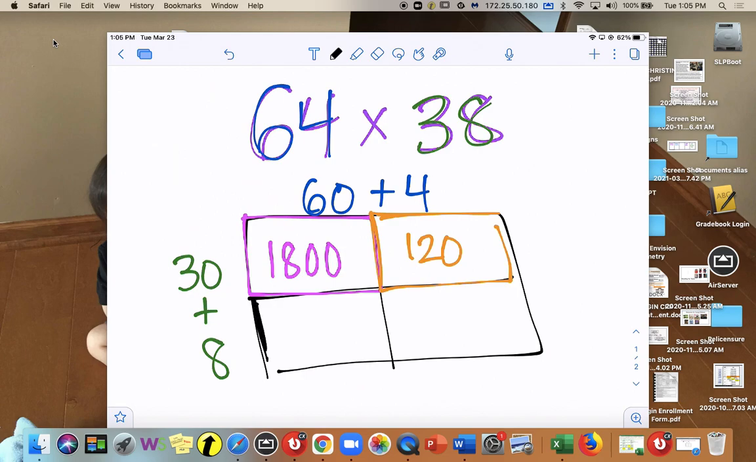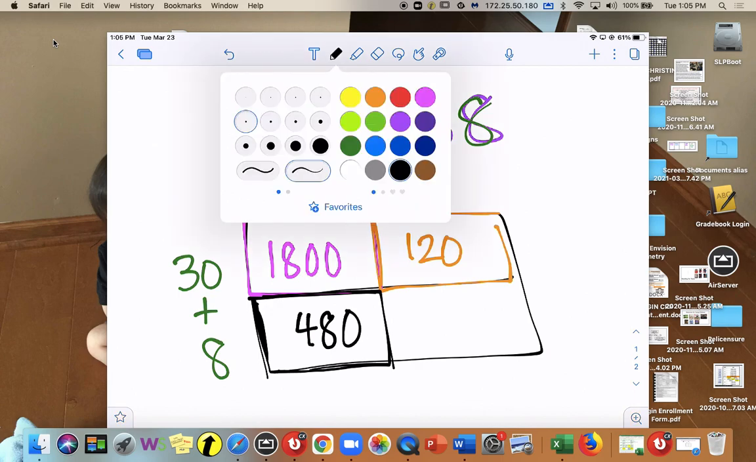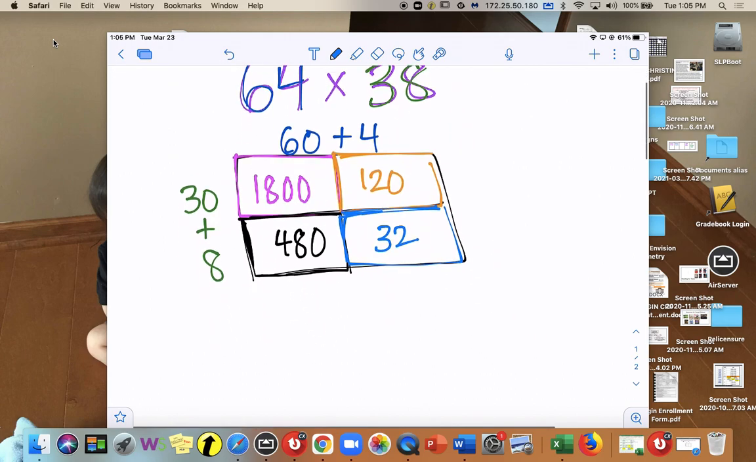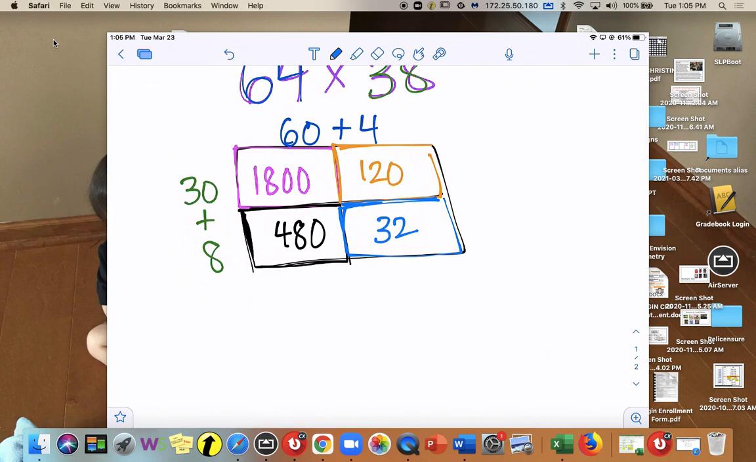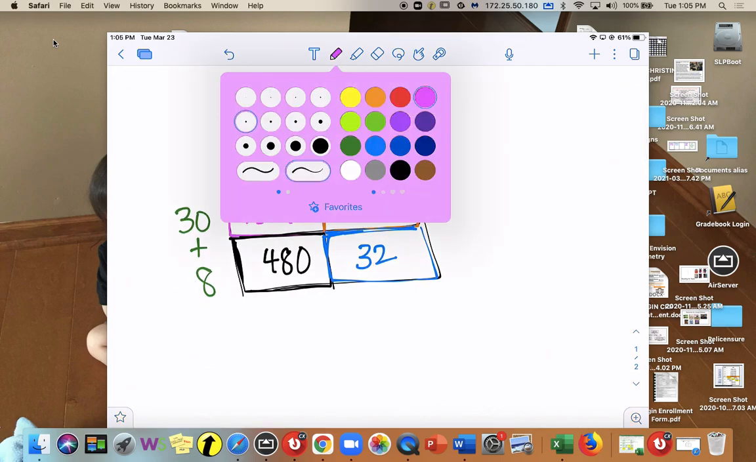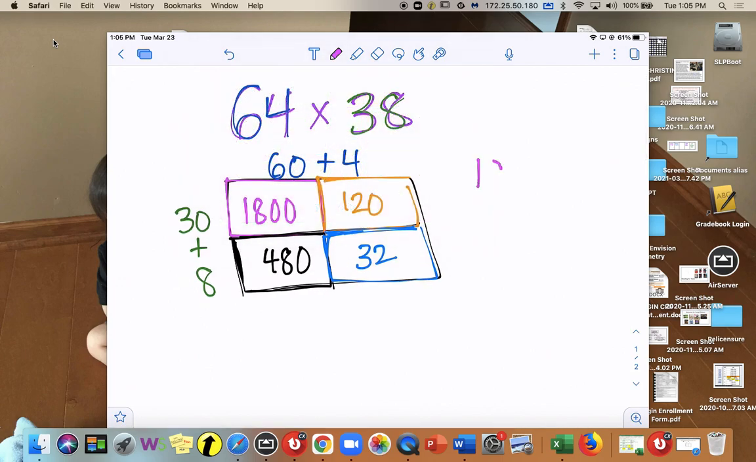In this bottom box right here, we can do 8 times 60. So 8 times 6 is 48, and then there's the 0 from the 60. And then in our last box, we can do 4 times 8, which is 32. And if we add up all these four boxes, that will be the total area, which will give us the product of 64 times 38. So let's add these together. I'll just stack them. It's easier for me to stack them.